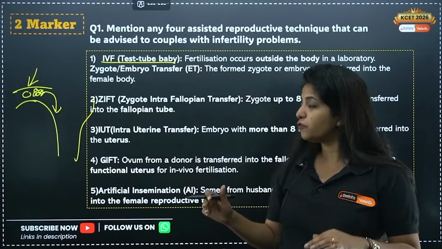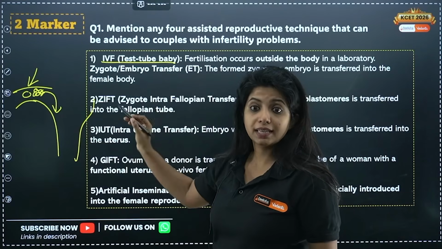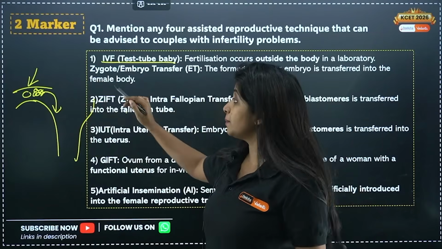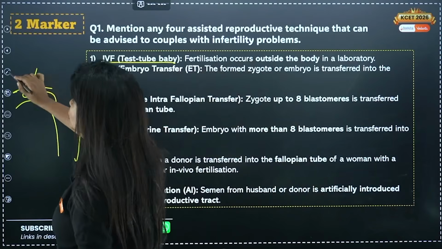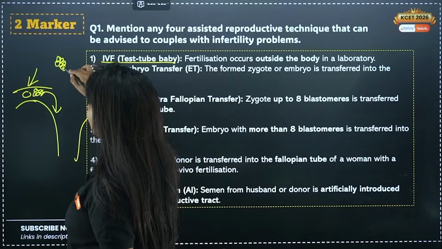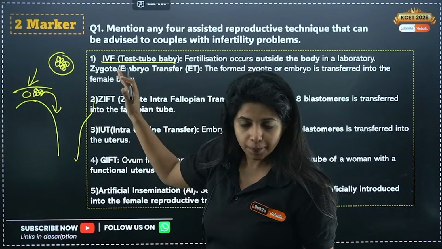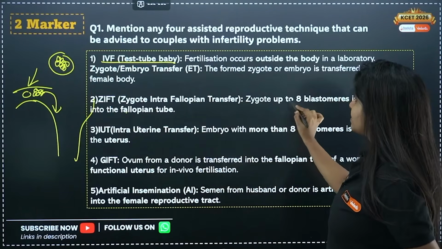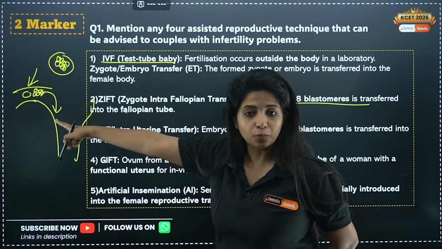So after the zygote is being formed, either you transfer it inside the fallopian tube. That is known as ZIFT, Z-I-F-T. When the zygote is being formed, please put it inside the fallopian tube, or probably, suppose the zygote has divided, now it has formed an embryo, and the embryo has reached 8 blastomere stage. That means basically there are 8 cells over there. Until this particular stage, I can still put it inside the fallopian tube. So ZIFT means zygote intrafallopian transfer, where the zygote up to 8 blastomeres is transferred into what? Into the fallopian tube.